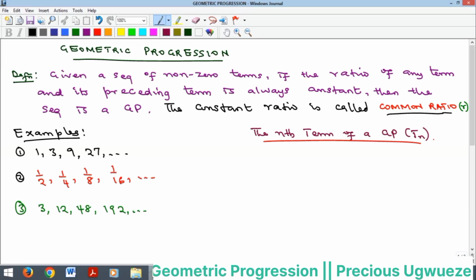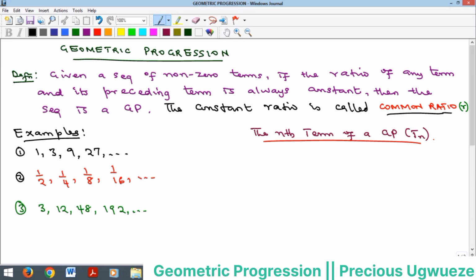So in this video we will look at the concept of geometric progression. We have been on sequence and series, right? So by definition, if you have a sequence where there are no zero elements, this means that in a geometric progression we don't have a zero as a term. Okay, and you will see the reason because we have what we call the common ratio.